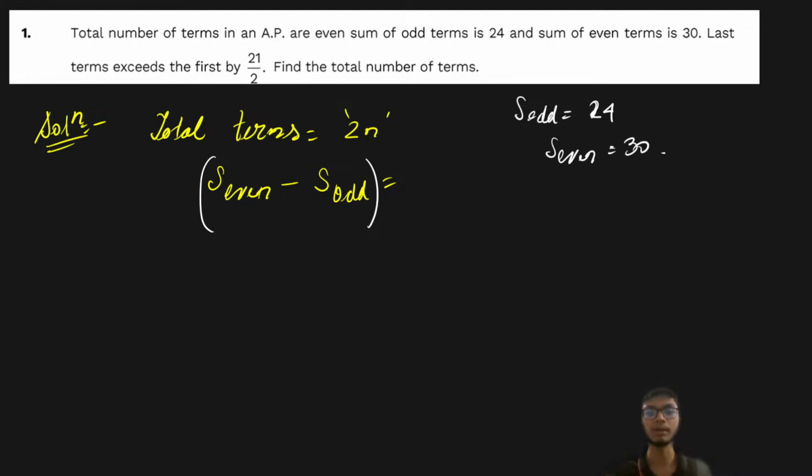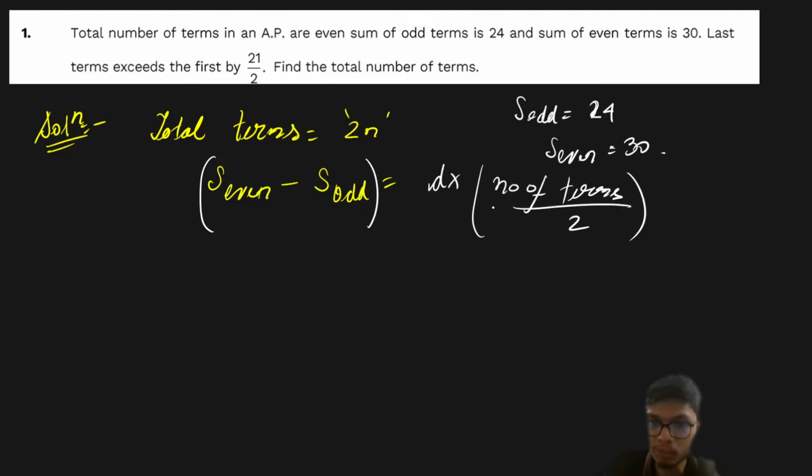Now if I want to find the sum of the even terms minus the sum of the odd terms, we will interestingly find that it is nothing but equal to the common difference multiplied by the number of terms divided by 2. I hope this is clear, right? You can take any general AP and find the difference of the sum of the even terms and the sum of the odd terms, and you will find this, because all the consecutive terms are defined by a common difference of d, right?